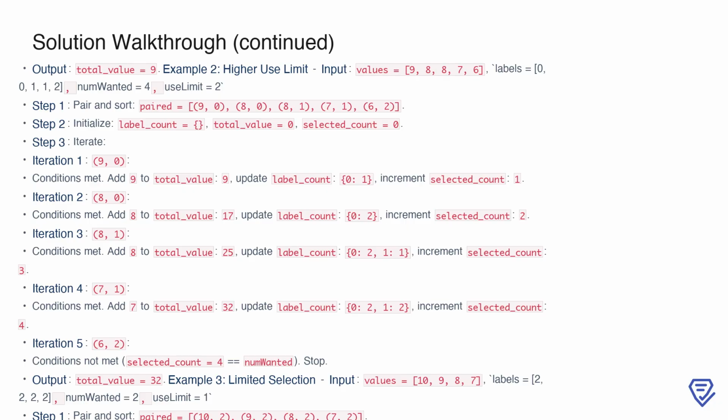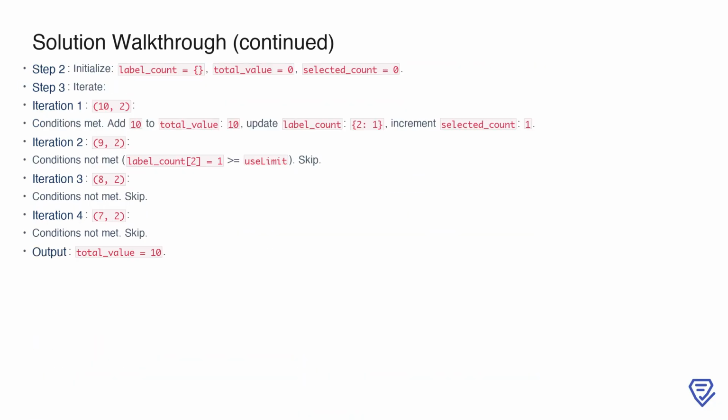Now, if we adjust the constraints further, let's examine a case with limited selection. In this third example, the input values are 10, 9, 8, 7, labels are 2, 2, 2, 2, num_wanted is 2, and use_limit is 1.